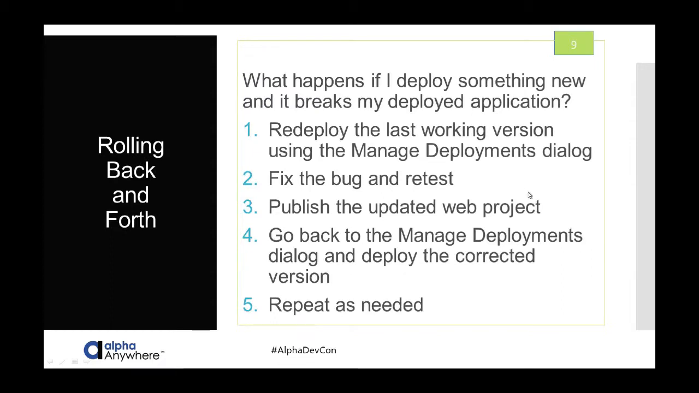So what happens if you break something? Well, you can redeploy the last working version using the Manage Deployments dialog. Then you can go off as you have time, fix the bug, retest, publish the updated web project, then go back to Manage Deployments and deploy the tested version. You can do this as many times as you need to. Once a version of your application is published to Alpha Cloud, it's there pretty much forever, and you can roll back to it as you need to.